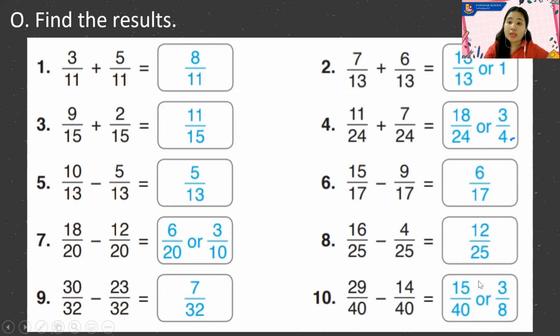Then you can divide this by 5. So 15 divided by 5, the answer is 3. 40 divided by 5, the answer is 8. Okay, so you have two answers, but you can only choose one. Depends on you. Or you can copy the two. Okay, that is still correct. Very good.